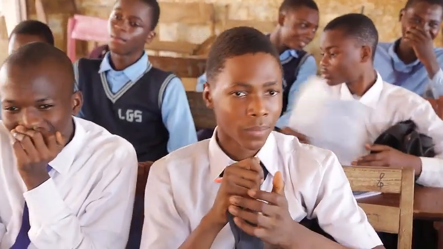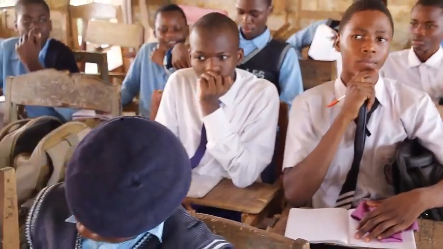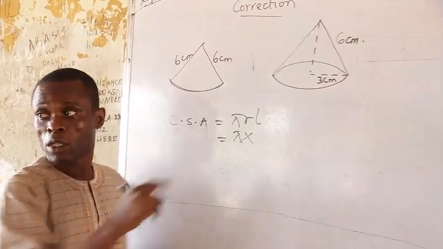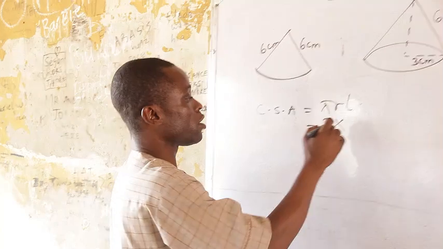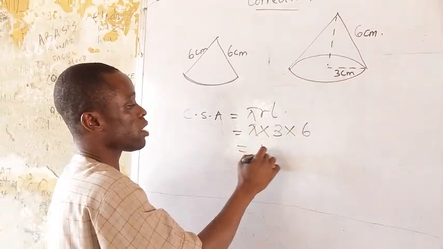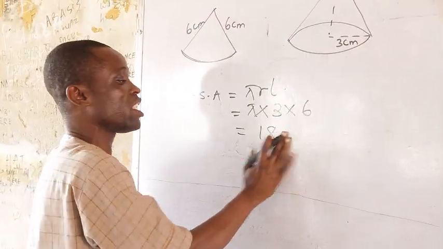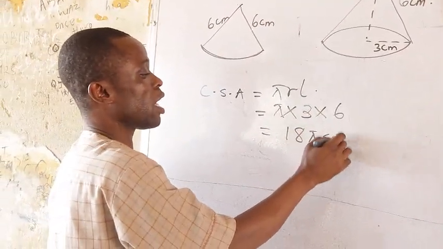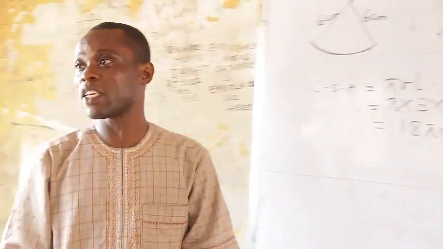Curved surface area of the cone is pi r l. Radius of the cone is 3 centimeters, and the slant height is 6 centimeters. So the answer is 18 pi centimeter squared. Is that taken? Yes, sir.